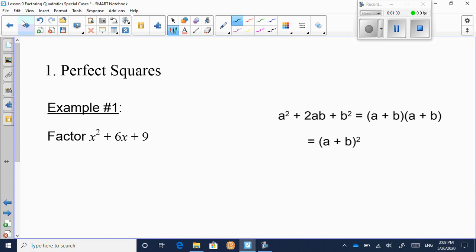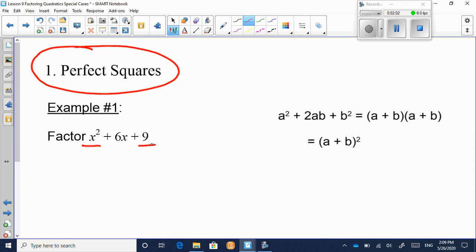So the first one we're going to do is something called perfect squares, okay? And again, you're going to see in the next lesson, I'm going to give you the steps that you will do. But one of the things that I'm going to have you consider is, are these perfect squares? What I mean by that is, are the first term and the last term both what we call perfect squares? In other words, is there a number that when multiplied by itself will give you that term, or a letter.